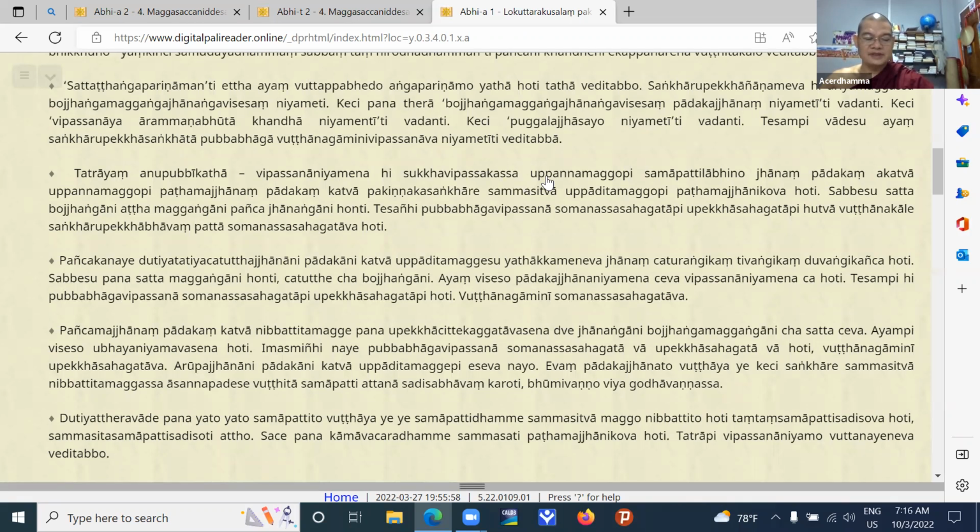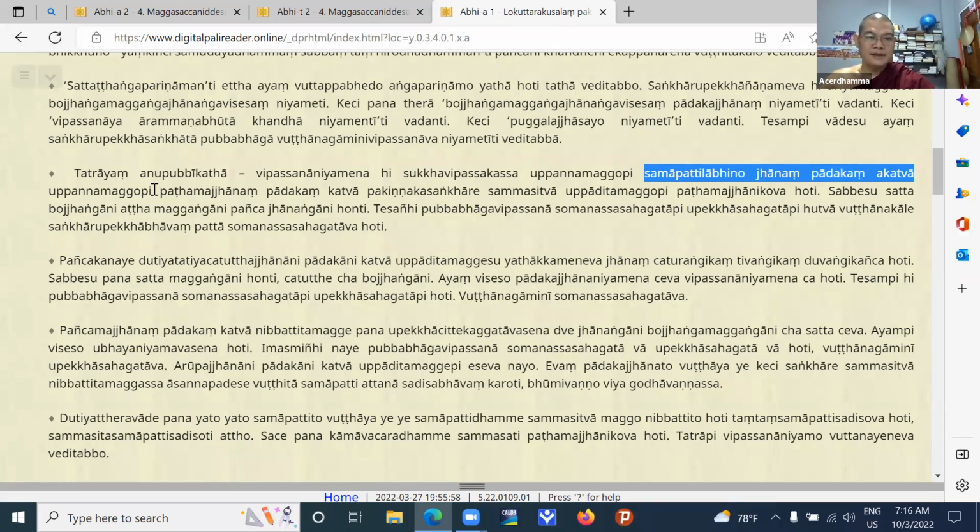Then the second one, samapati labino jhana padaka akadwa. Samapati labino, the jhana attainers. He has attained all the jhana, but jhana padaka akadwa: even though he attains all kinds of jhana, he doesn't take the jhana as object, where he takes vipassana.